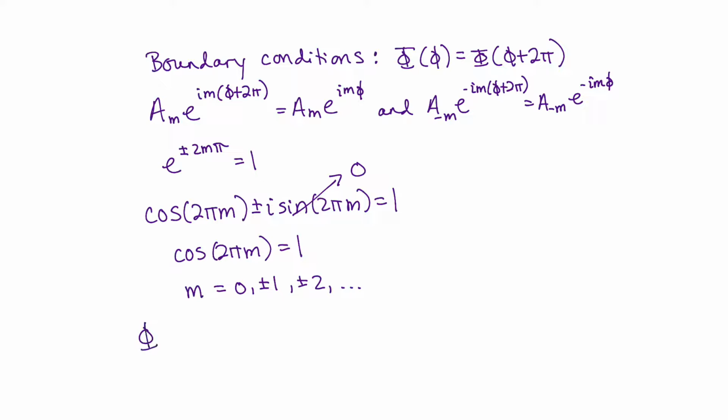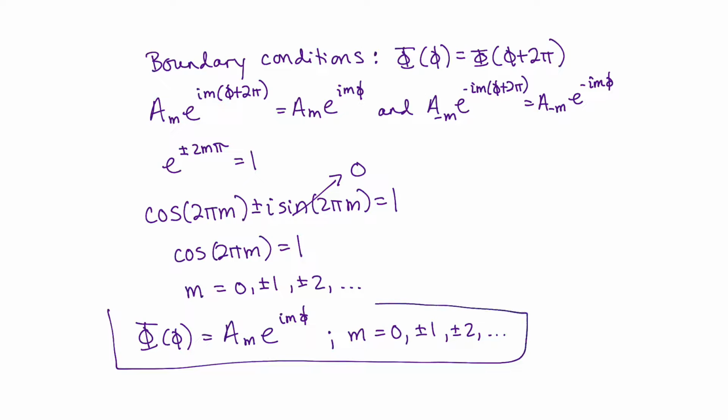So we get a final, or not quite final, but close to final expression for the phi part of our wave functions: A sub m e to the i m phi, where m again can be 0, plus or minus 1, plus or minus 2, and so on. Okay, so far we now have a complete expression for the phi part of our wave function.